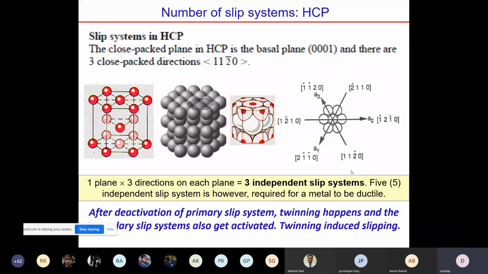So HCP material is not ductile. Slip is difficult in HCP materials. Zinc, cadmium, HCP magnesium. Deformation by slip is difficult.